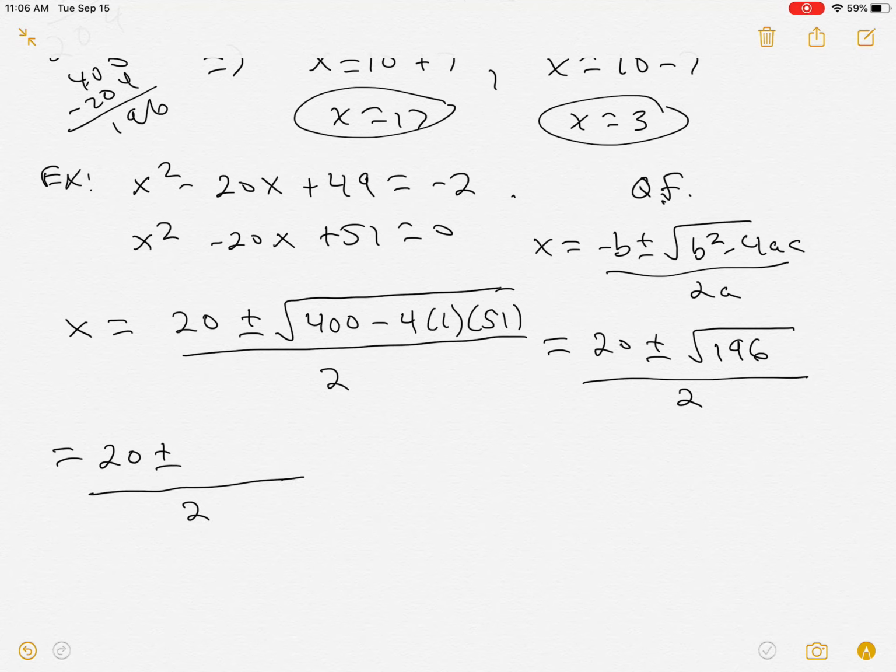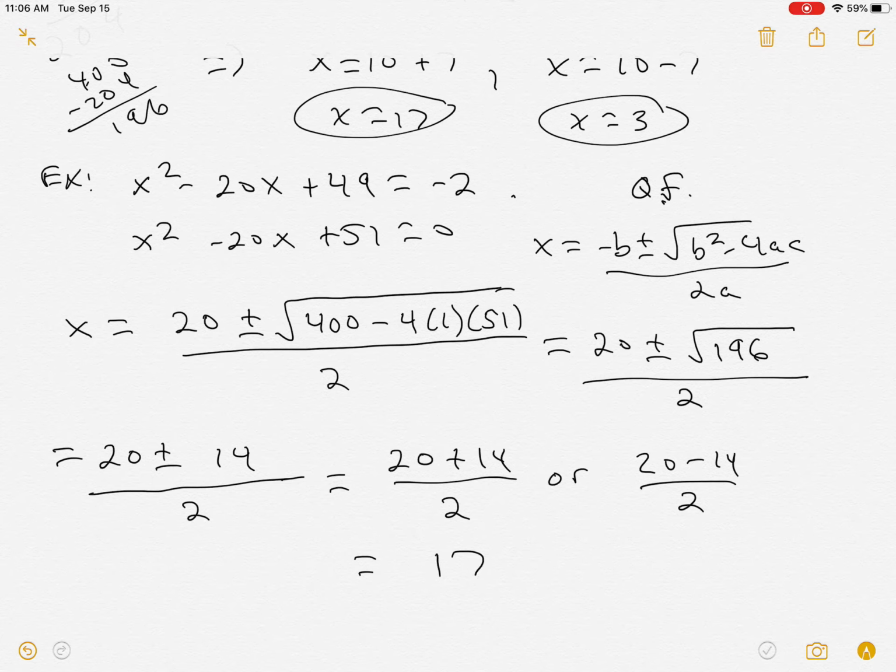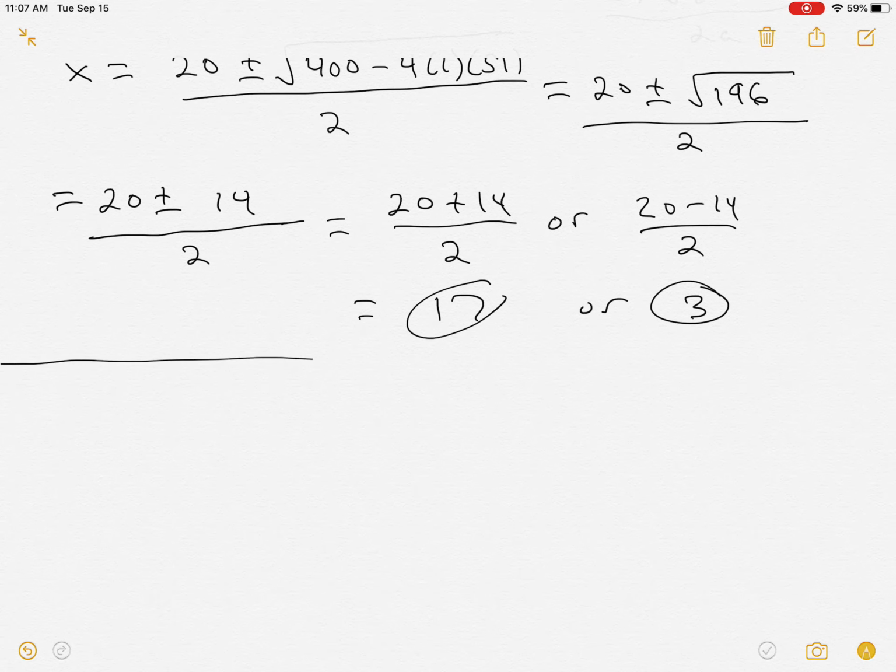What's the square root of 196? 14. So you get 20 plus 14 over 2, or 20 minus 14 over 2, and that's 17, and that's 6 halves, and that's 3. So that does it. Okay. I didn't enjoy that last one at all, but I liked the first two.